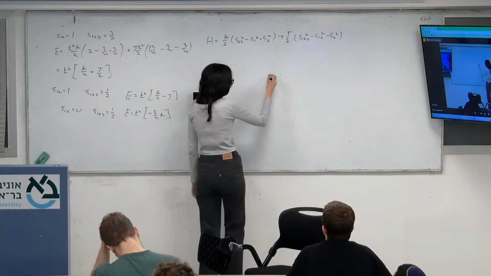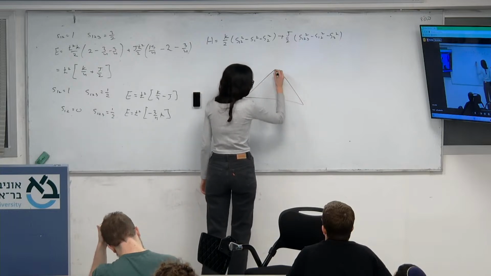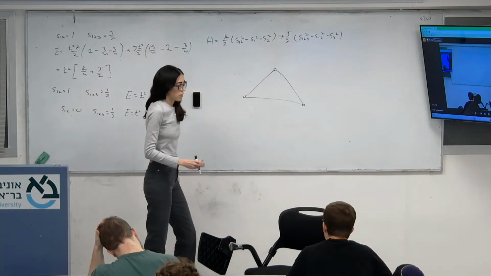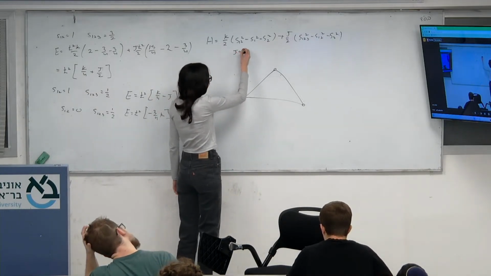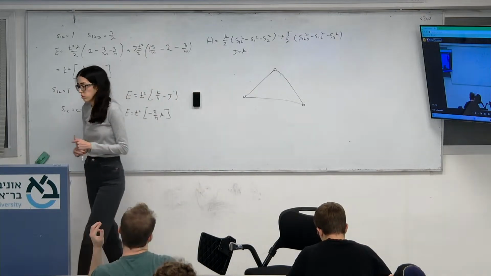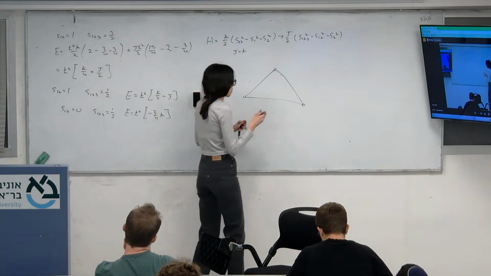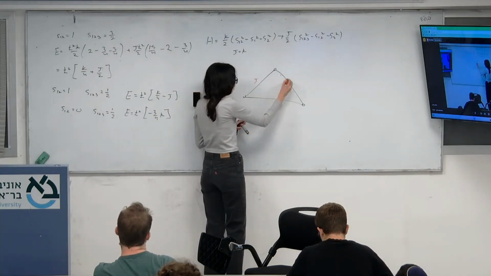So let's look at the triangle that we started from. Let's assume for a second that J is equal to K, just for convenience, and then we can generalize it. So we have J.